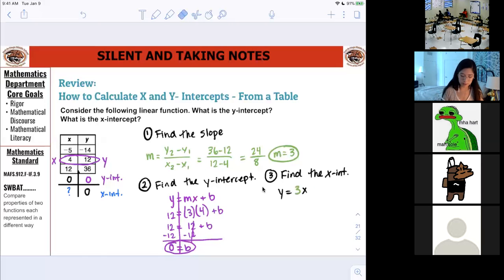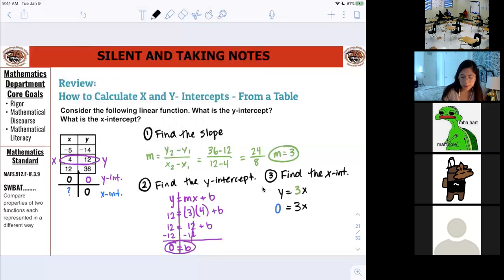And now, since I'm looking for the x-intercept, what do I plug in and where? You plug in a 0 at the y. You plug in a 0 at the y, good. So 0 equals 3x.